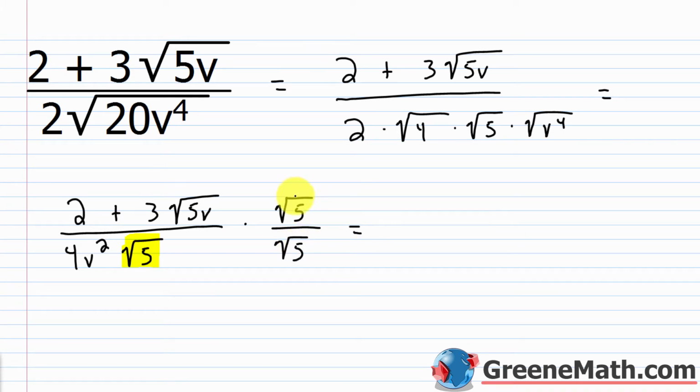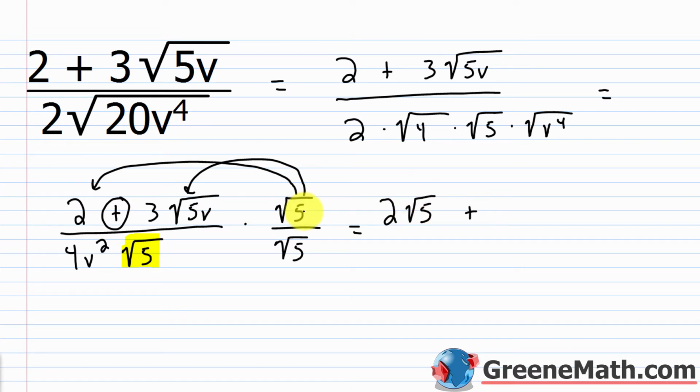All right, so what's going to happen? Again, I've got to use my distributive property because I have this plus here. So square root of 5 times 2 is just 2 times square root of 5. Then plus the square root of 5 multiplied by 3 times the square root of 5v. You can really say this is 3 times square root of 5 times square root of 5 is 5. So 3 times 5 would be 15. So let's just write 15. And then the thing that would be left would be the square root of v. Okay, so times the square root of v. Then over, down here, square root of 5 times square root of 5 is 5. 5 times 4v squared would give us 20v squared.